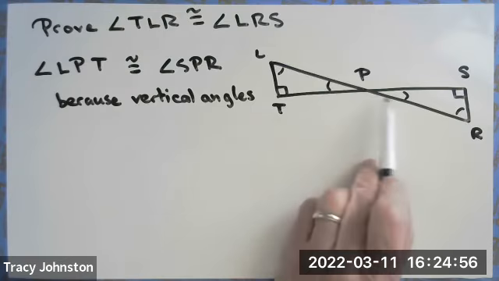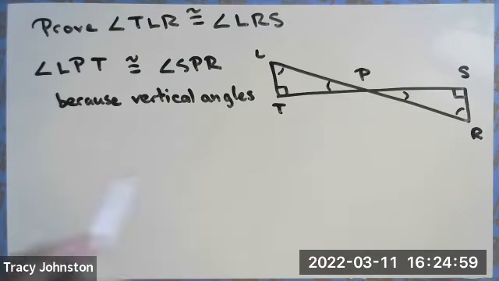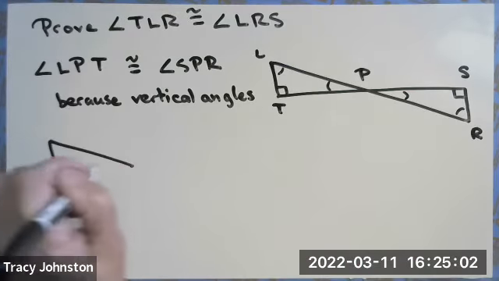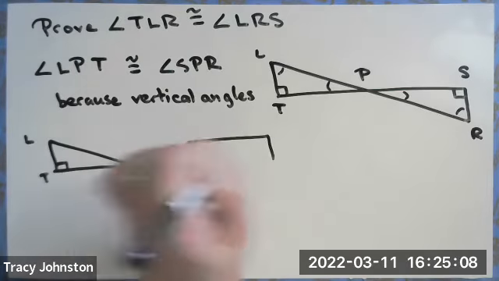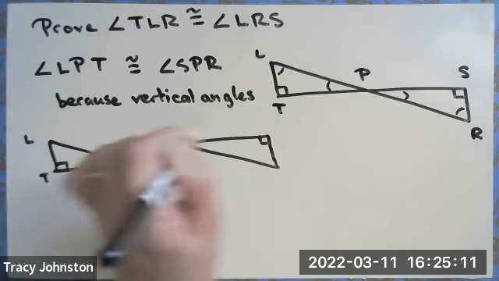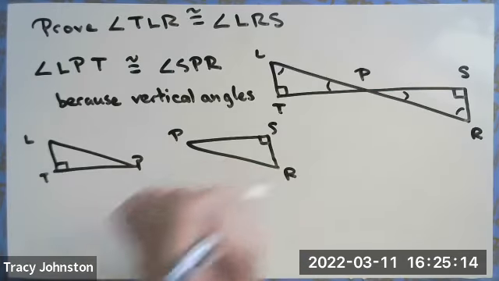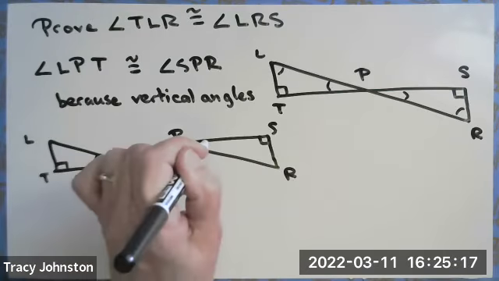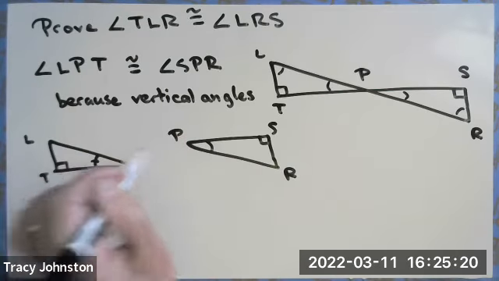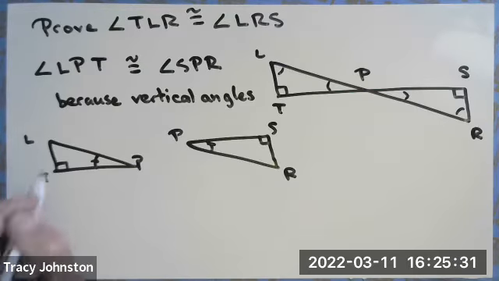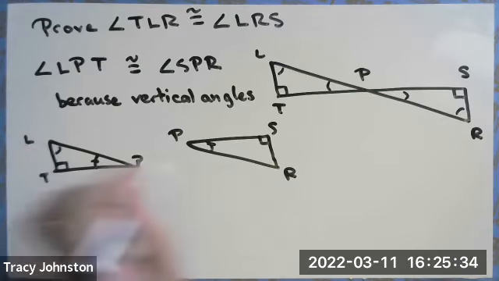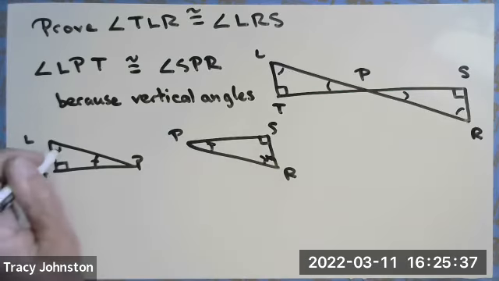And since those two angles are congruent, what we recognize is that we have this right triangle LTP, and this right triangle PSR, and they each have an angle that is congruent by vertical angles. They each have angles that are congruent because they're right, which means that this angle has to be congruent to that angle.